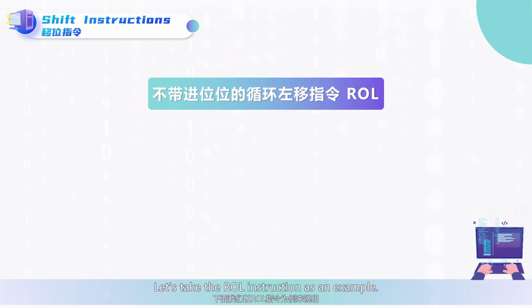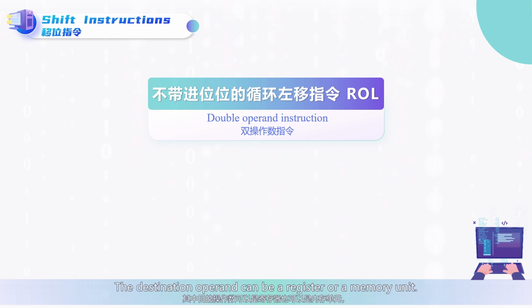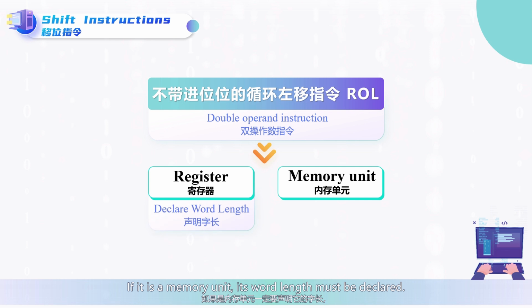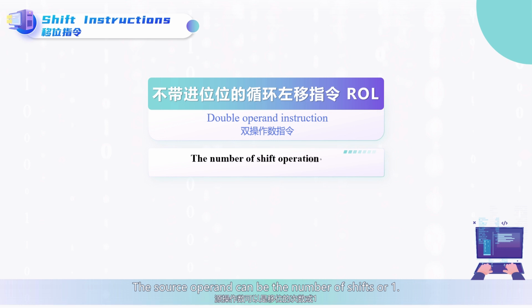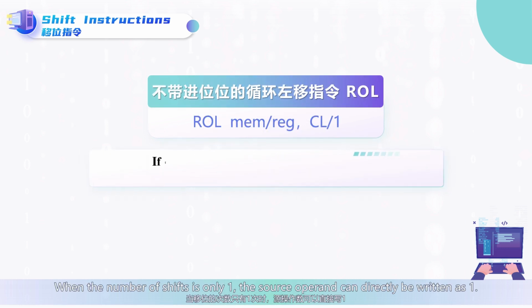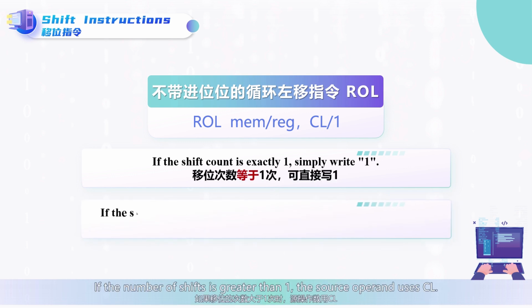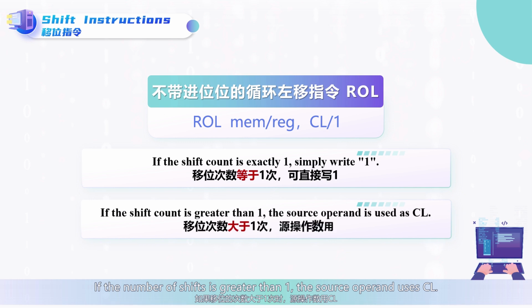Let's take the ROL instruction as an example. The ROL instruction is a dual operand instruction. The destination operand can be a register or a memory unit. If it is a memory unit, its word length must be declared. The source operand can be the number of shifts, or 1. When the number of shifts is only 1, the source operand can directly be written as 1. If the number of shifts is greater than 1, the source operand uses CL.